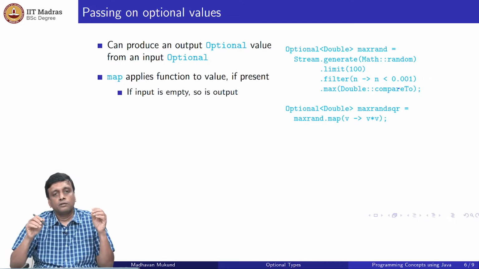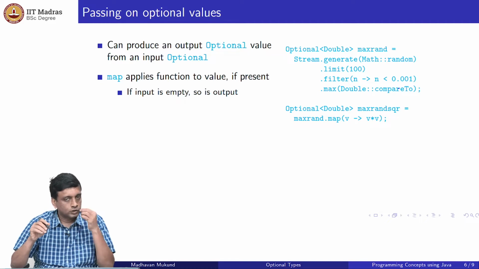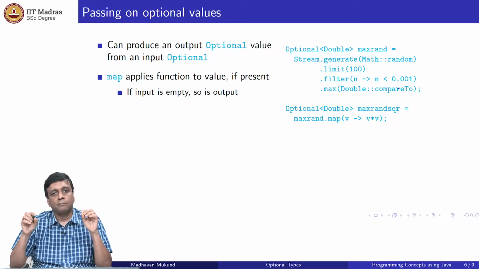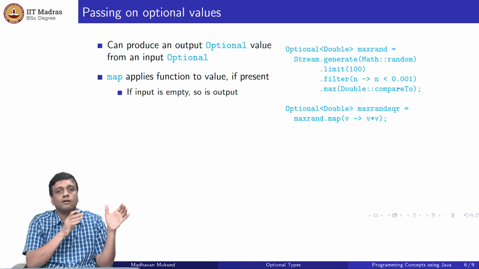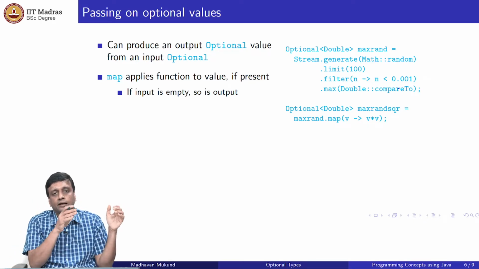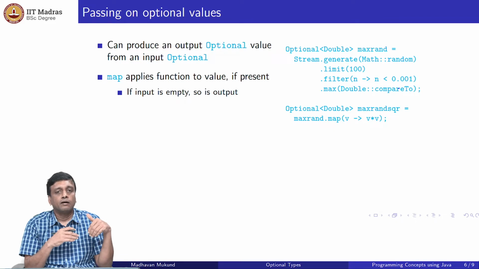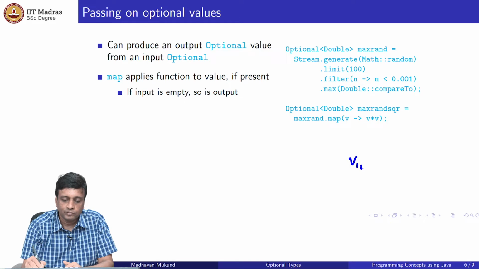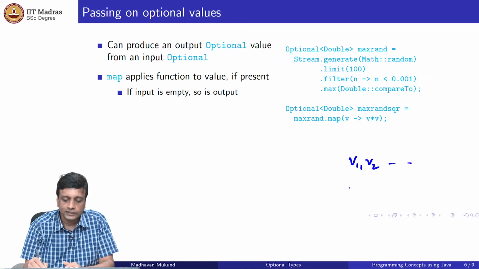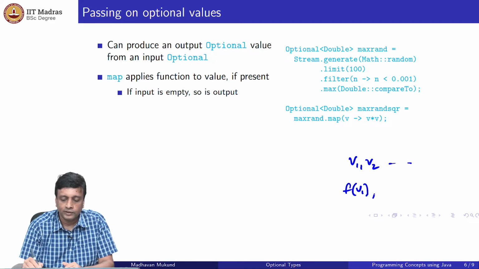So a function like map, remember what map does, right. Map for a stream takes a stream of values and applies the function to each element one at a time and produces an output which is the function applied. So if I give you a stream of values v1, v2 and so on, and I give you a function, it's going to produce an output which is f of v1, f of v2 and so on, right. So this is what map does.